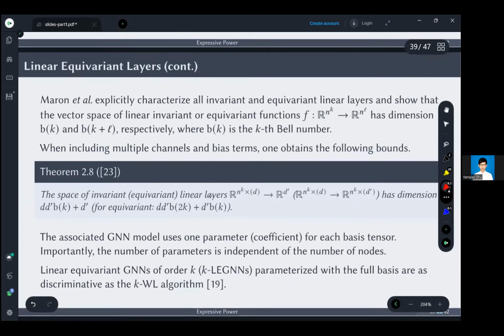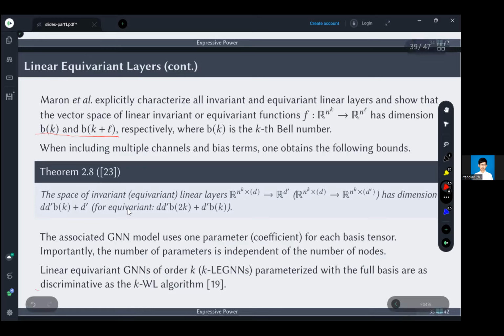This work also characterizes all the possible invariant and equivariant layers and shows that there is a universal approximation theorem. The thing is that if you can build a full basis of all the possible linear invariant and equivariant networks, then your space will fully represent all the possible linear equivariant and invariant functions.